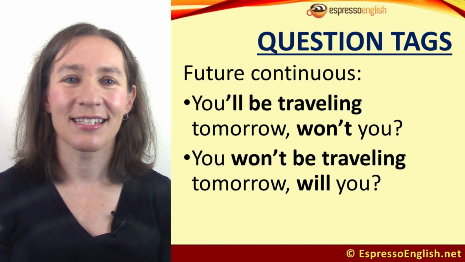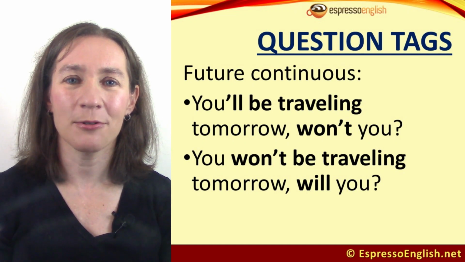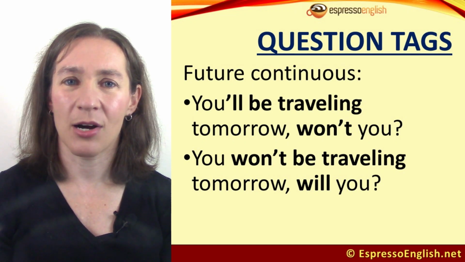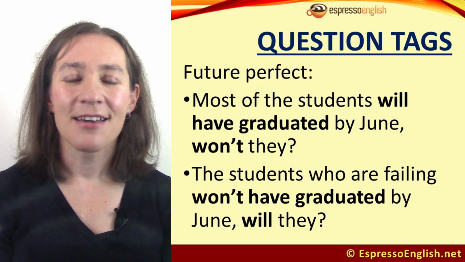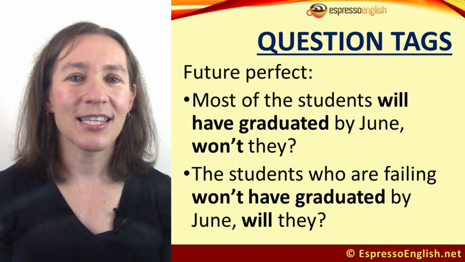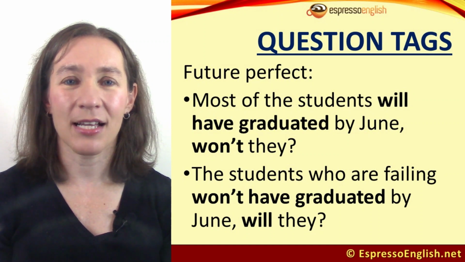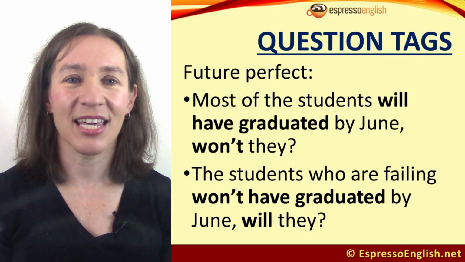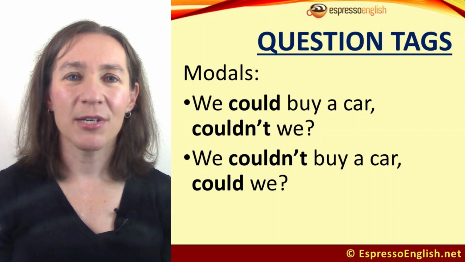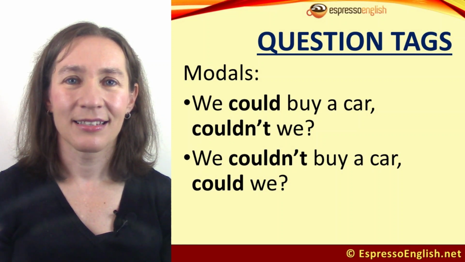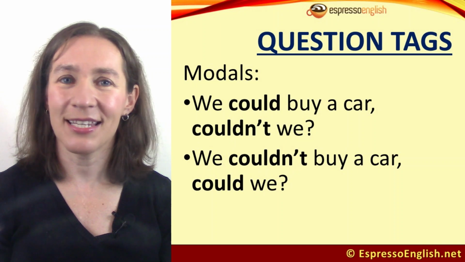Future continuous. You'll be traveling tomorrow, won't you? You won't be traveling tomorrow, will you? Future perfect. Most of the students will have graduated by June, won't they? The students who are failing won't have graduated by June, will they? Modals. We could buy a car, couldn't we? We couldn't buy a car, could we?